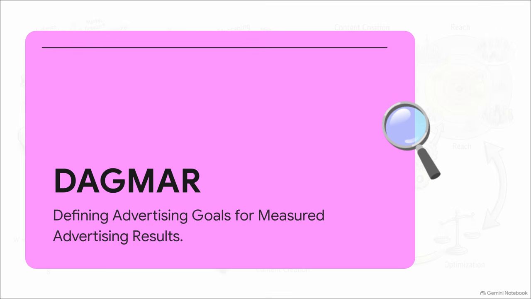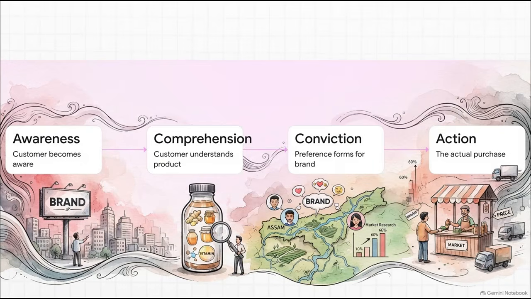And Colley had this simple but honestly massive insight. Marketing goals and advertising goals are not the same thing. Marketing goals are measured in sales, but advertising goals, those are measured by the customer's mental journey. So how do we measure a mental journey? Well, DAGMAR tracks it across 4 communication steps.